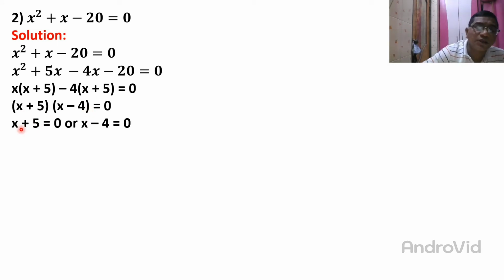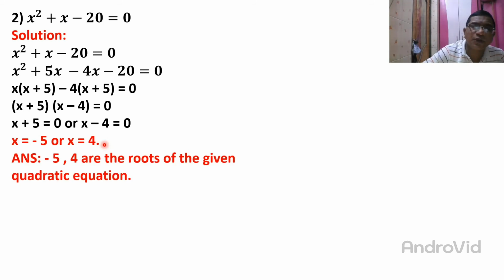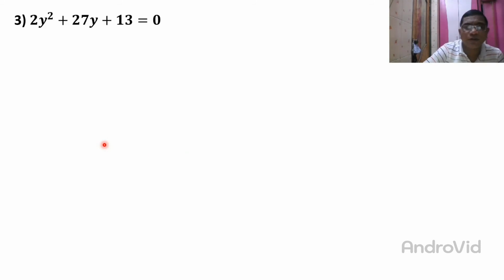So the first condition, x plus 5 is equal to 0. So this plus 5 goes across, minus 5. Then x minus 4 is equal to 0. So this minus 4 goes across, plus 4. So see, plus 5 goes across to minus 5, minus 4 goes across to plus 4. So the roots are minus 5 and 4. Then we are going to see problem number 3.